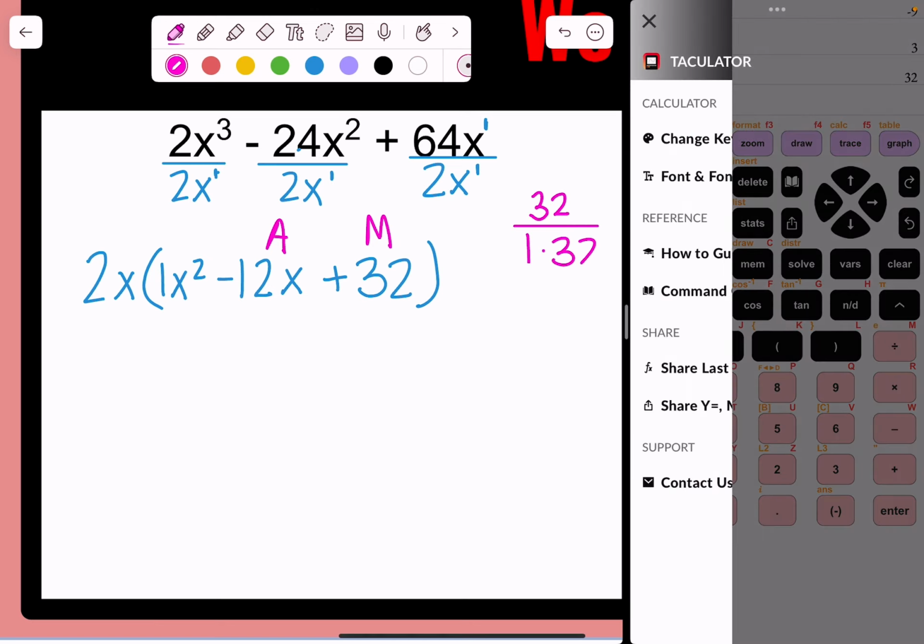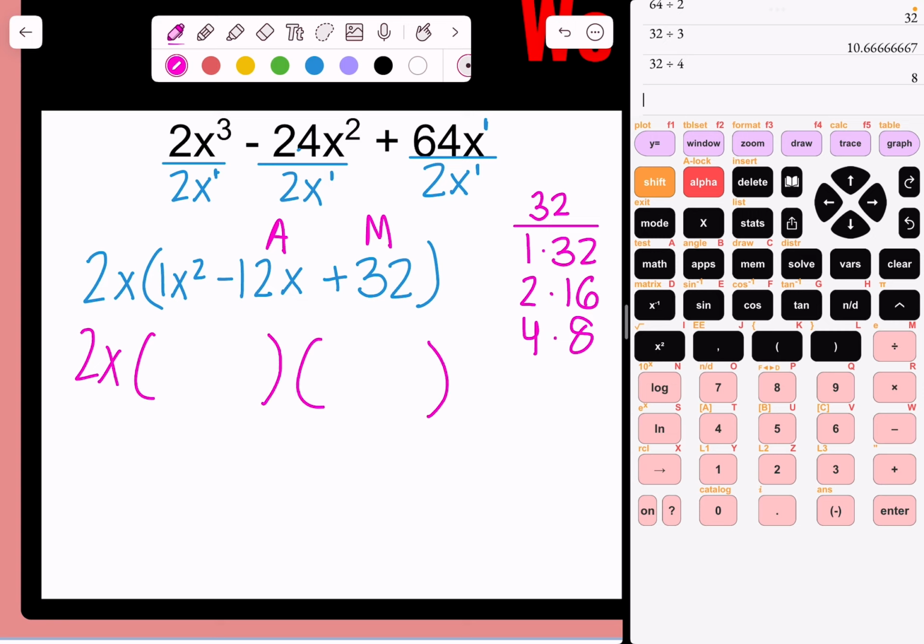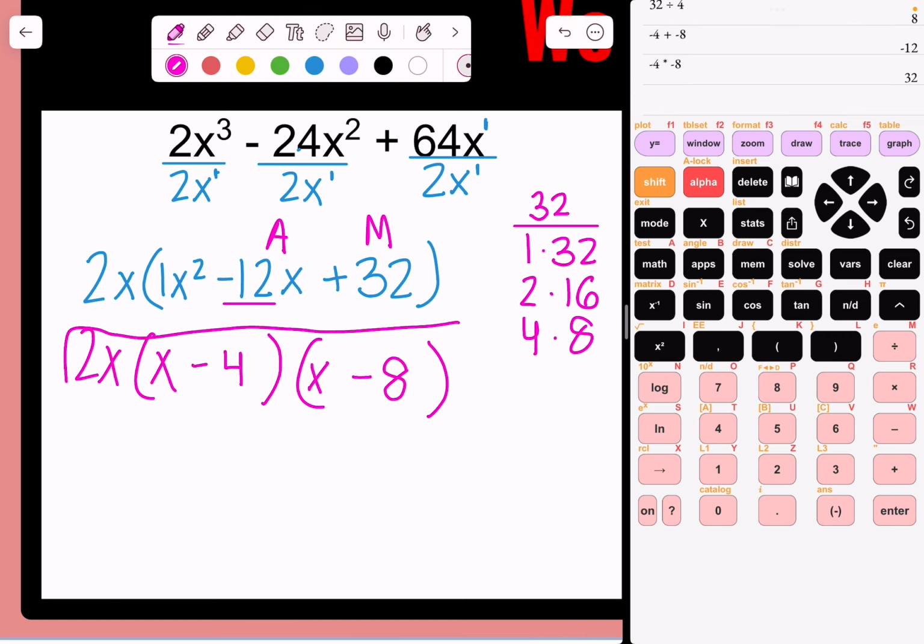1 and 32, which would never get us 12. 2 and 16, that wouldn't get us 12. Does 32 divide by 3? No. 32 divided by 4? Oh, 4 and 8. That could get me 12, but I need to get negative 12. And the only way I'm going to get negative 12 is if I make the 4 negative and I make the 8 negative. Let's double check. Negative 4 plus negative 8. Good, that gets us negative 12. And negative 4 times negative 8, that gets us positive 32. Beautiful, this is our final answer.